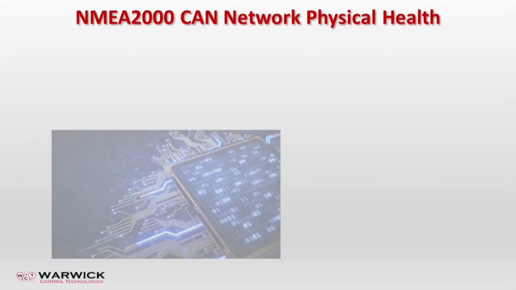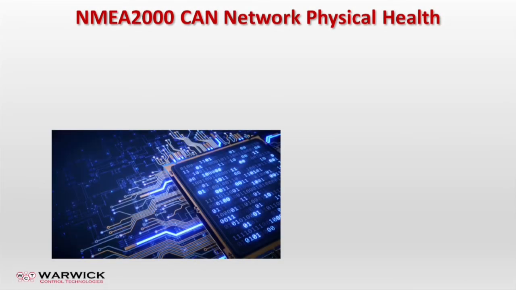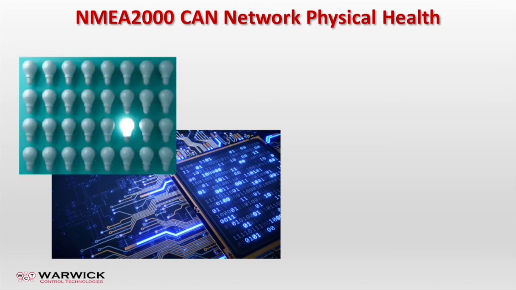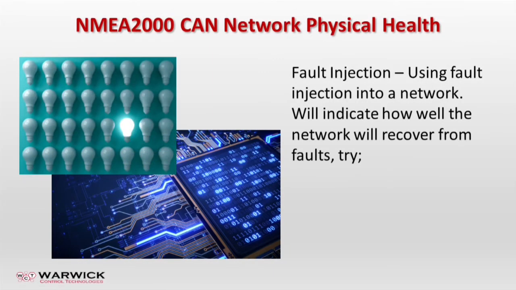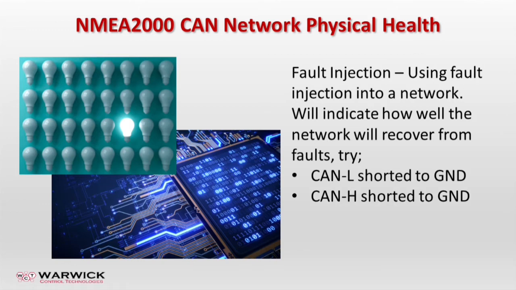Another method to understand what may be going on with the NMEA2000 network is completely the opposite. Inject a fault onto the network to understand if the network can recover from a physical fault or a bus off state. Movement of a vessel components could be causing intermittent faults that the bus or network may not be recovering from. So you can try these 3 fault situations: a CAN low shorted to ground, CAN high shorted to ground, and CAN high shorted to CAN low, and see if the bus or network recovers.